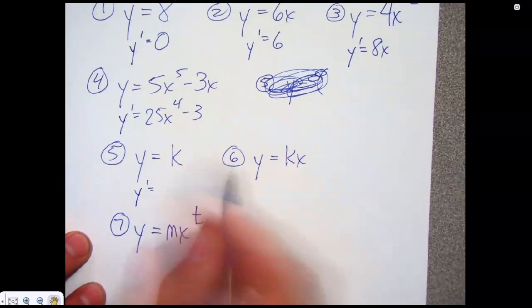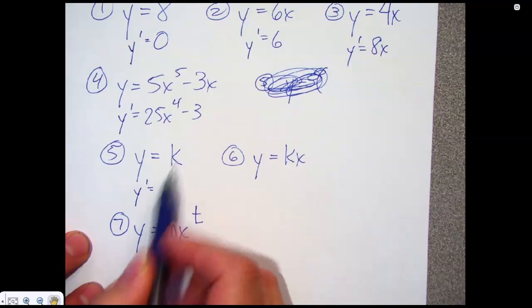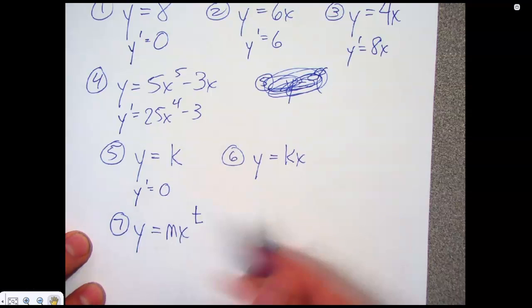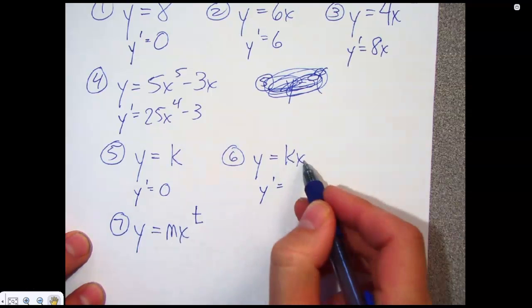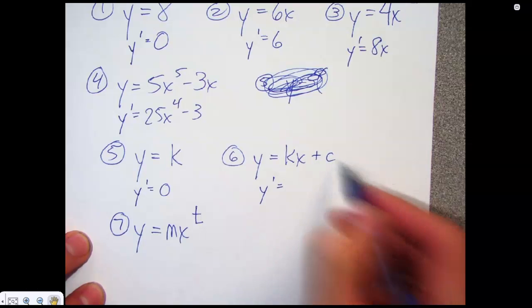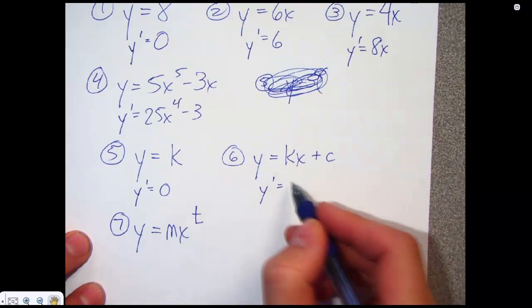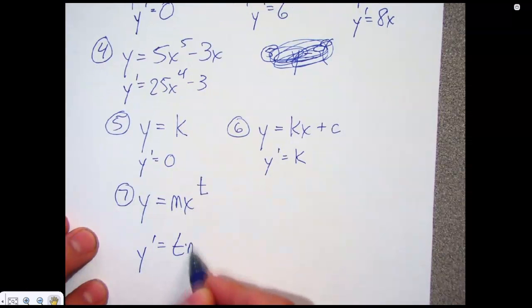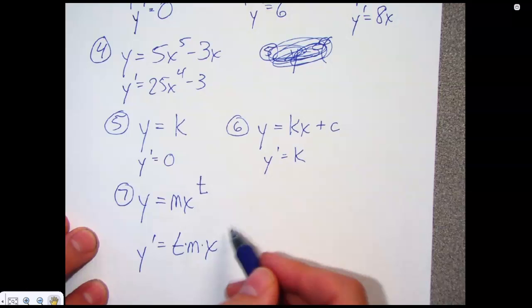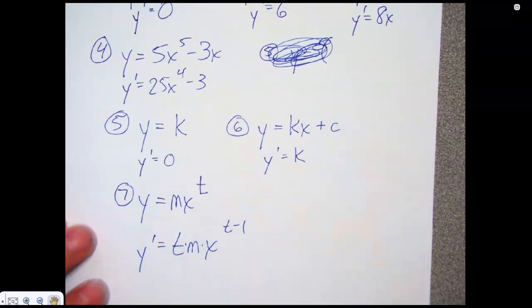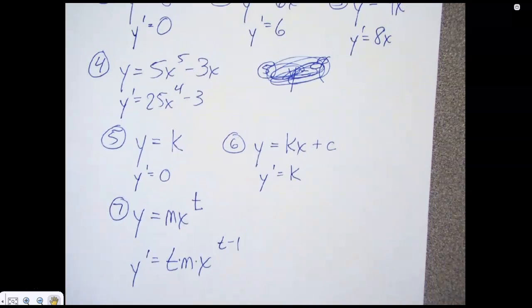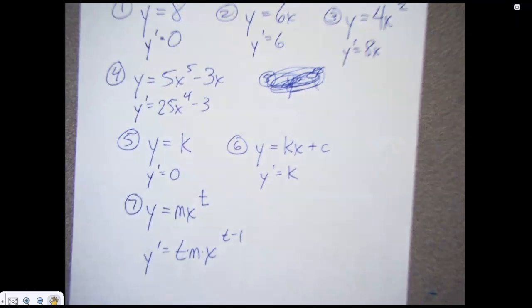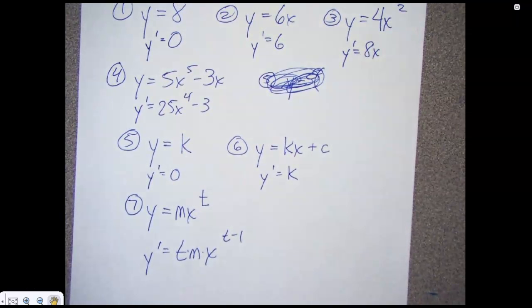So if y equals any constant, no matter what, what's the derivative? 0. If y equals any constant times x, and I could even put plus c out here, it wouldn't matter. What's the derivative? Okay. And then this would be t times m times x to the t minus 1. Questions on any of those 7?